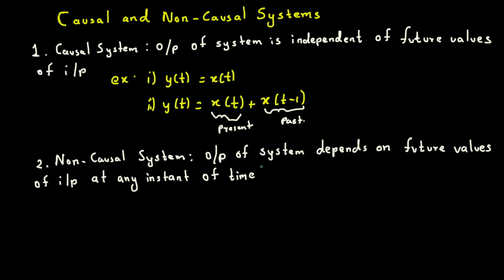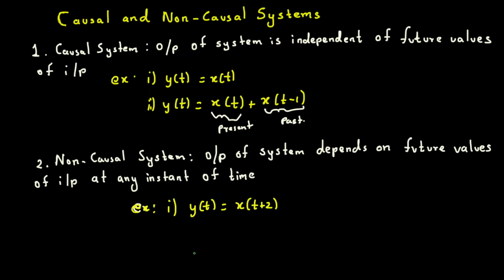And if we look at non-causal, it is the opposite: the system depends on the future values of input at any instant of time. If we look at an example, let's say example 1, we have an output of the system that is dependent on x of t plus 2. Now if you see a plus with the t, like t plus something, that's a future value. So the output of the system is depending on the future input, therefore this system is non-causal.